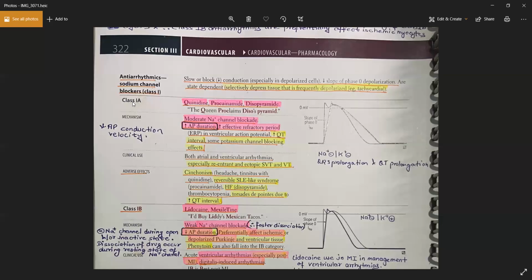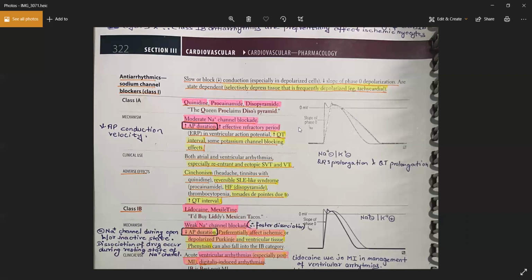Now, because class 1A agents inhibit the potassium channels, they prolong the time for the potassium efflux. That means they can cause QT prolongation because phase 3 is prolonged. And you know that phase 3 belongs to the QT time, the T wave, which is a repolarization wave. So the T wave is prolonged, ultimately the QT is prolonged, and you will get a QT prolongation that can cause torsades. These drugs include quinidine, procainamide, and disopyramide.